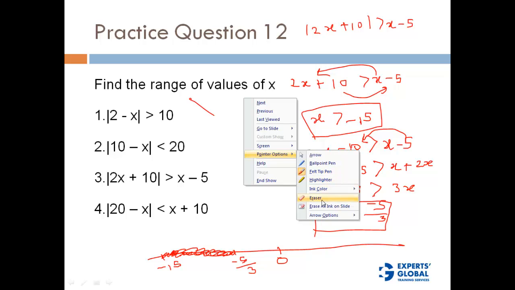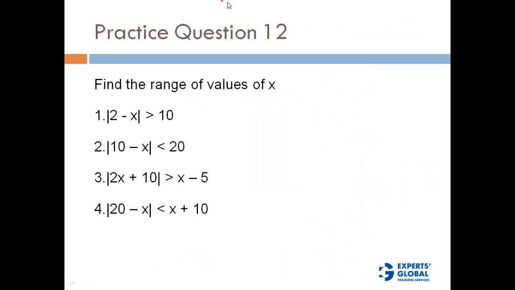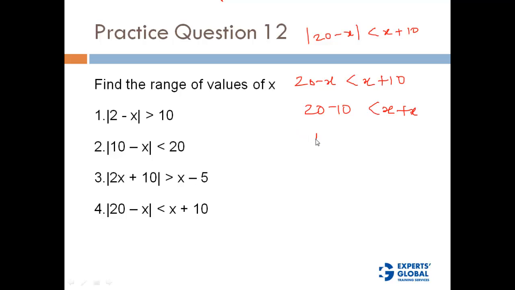Okay, let's look at the last question. We have modulus of 20 minus x less than x plus 10, right? So the first inequality we get is 20 minus x less than x plus 10, right? So let's get x on the right hand side. So it is 20 minus 10 less than x plus x. So 20 minus 10 is 10, 10 less than 2x, or x greater than 5, right? So we get this inequality.